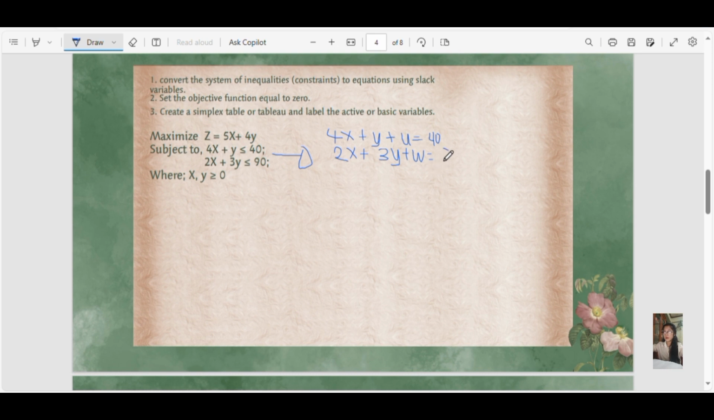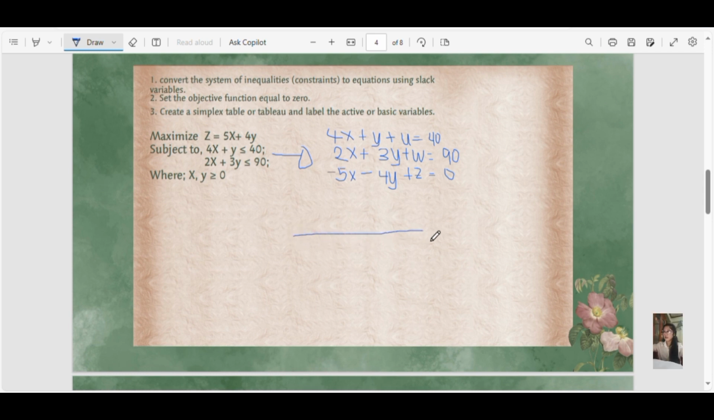Okay, so w is another variable that we add, and it equals 90. We don't need to worry about x, y greater than or equal to 0 because they're included in the simplex method. And this one, we will move everything over to the left-hand side because we want 0 on one side, and we want z to be positive, equals 0.